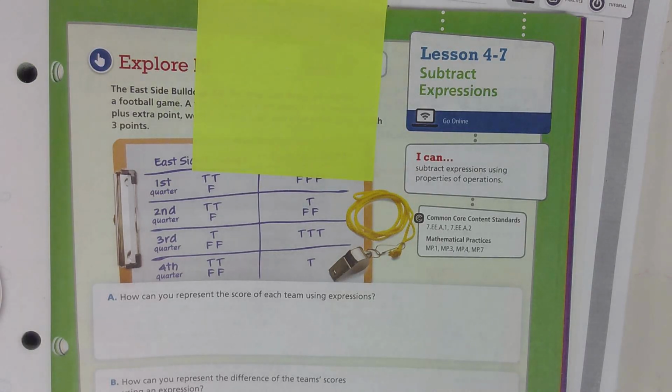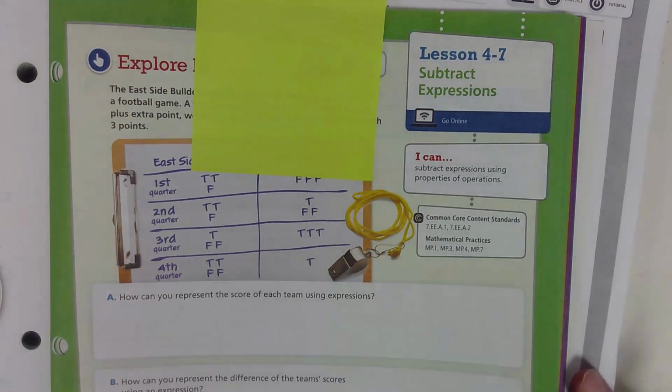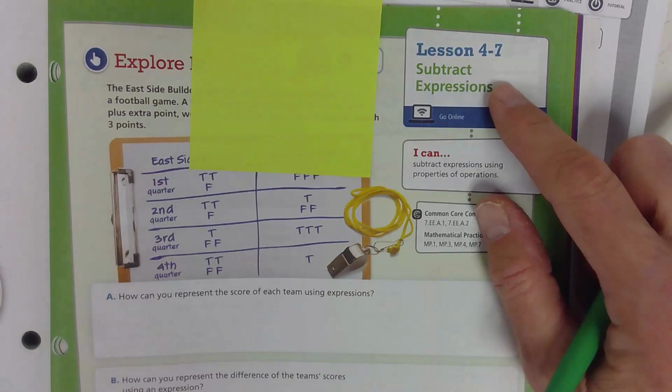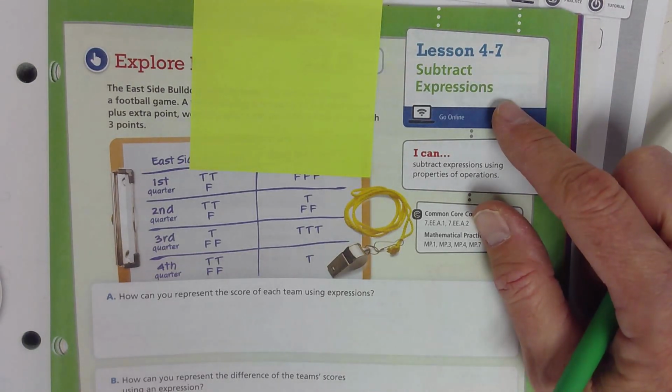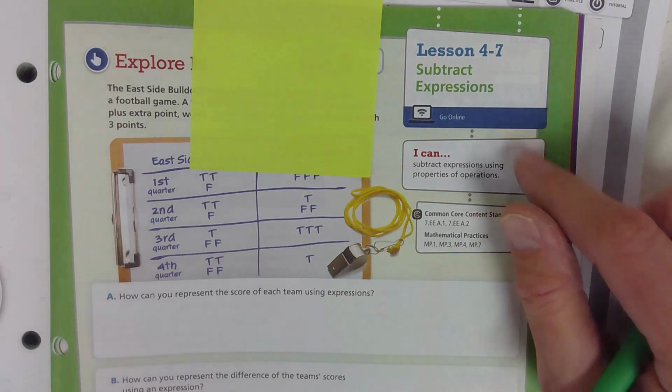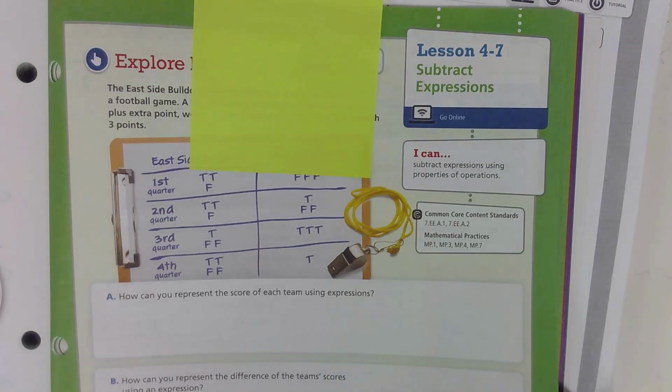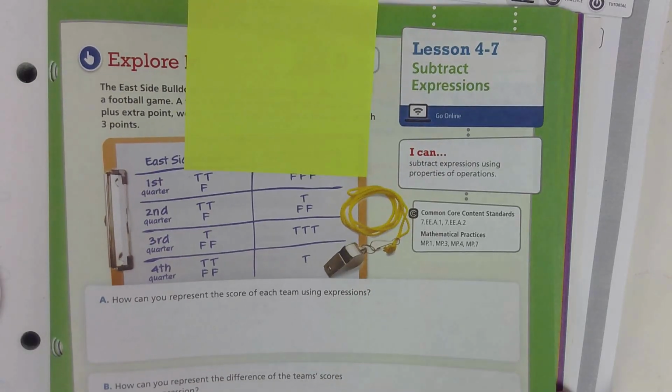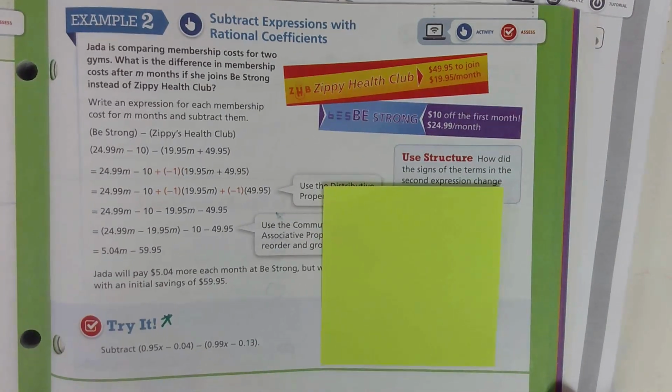Okay, so this is 7th grade 4-7. 4-6 was adding expressions. Now all we're doing is subtracting expressions. There's a particular step that you can do with a lot of them, if not all of them, that'll make it identical to the one we just did. And I'm just going to give you an example right here.